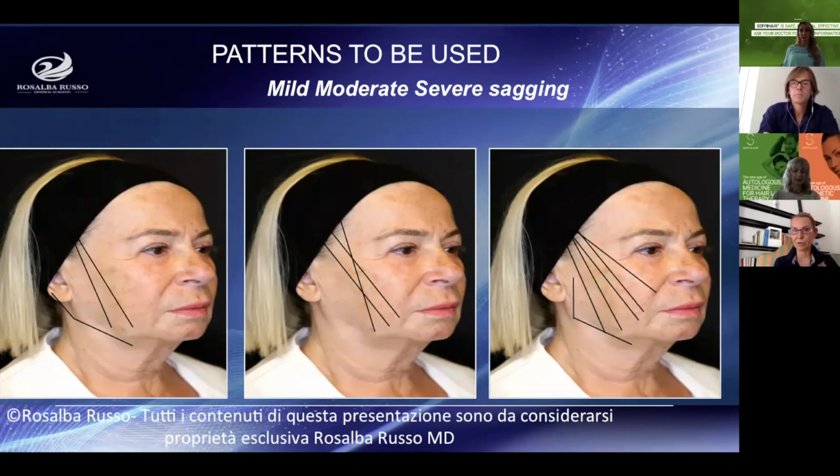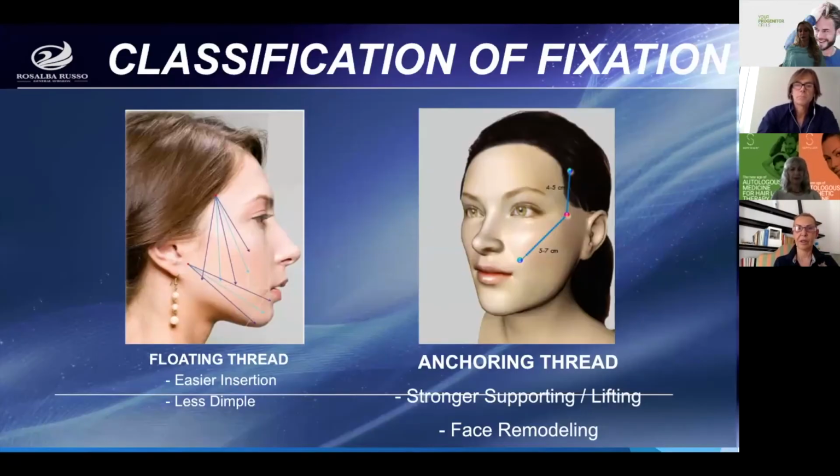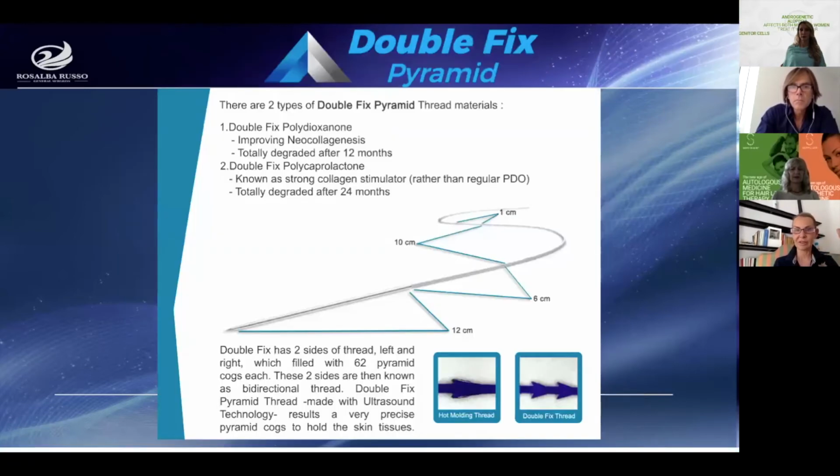It is possible to use it for mild, moderate, or severe sagging, depending on the patient's skin and on the ptosis of the lower face. And you can use 1, 2, 3, or 5 sutures. And this is the classification of fixation of these double fixed threads. It is the new generation of threads. You have floating threads, which are very easy to insert with less dimpling, or the anchoring threads.